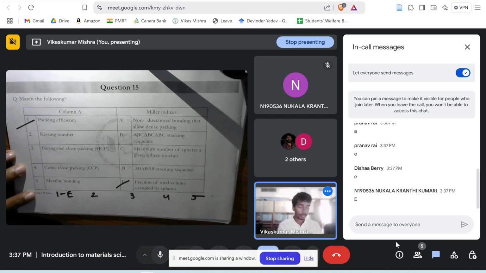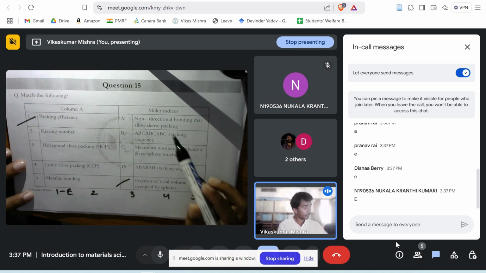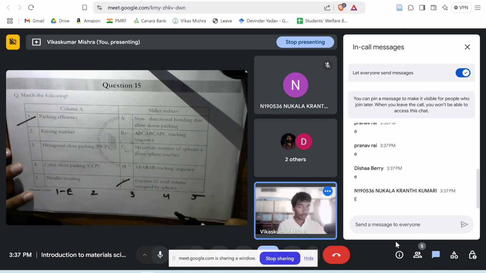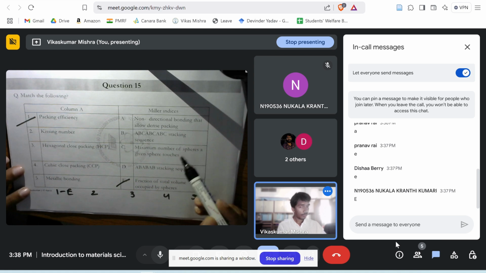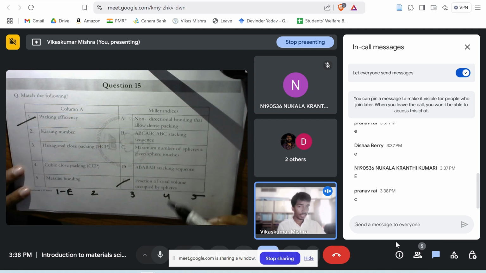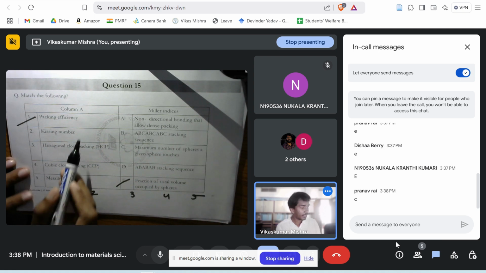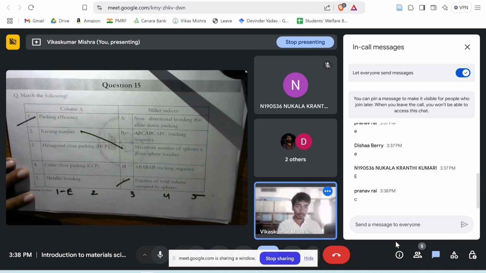The kissing number. What is the kissing number among this A, B, C and D? Okay, yeah, that's right. Perfect. So the option C is the right answer. Second is C. The maximum number of spheres that a given sphere is touching.